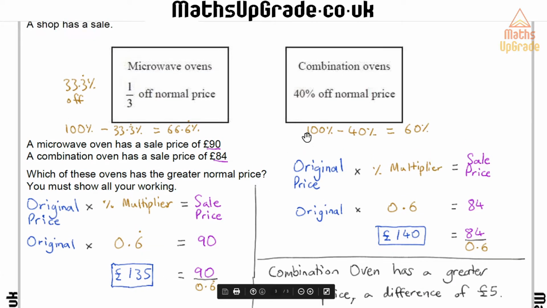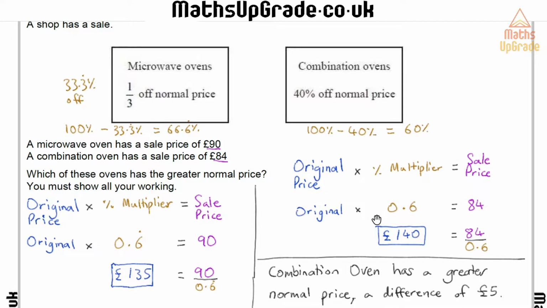For the combination ovens, it's a little bit more straightforward because it doesn't involve fractions. So it says it's 40% off the normal price. So the normal price is 100%. If you take off 40%, you're left with 60%. So the multiplier is 0.6.